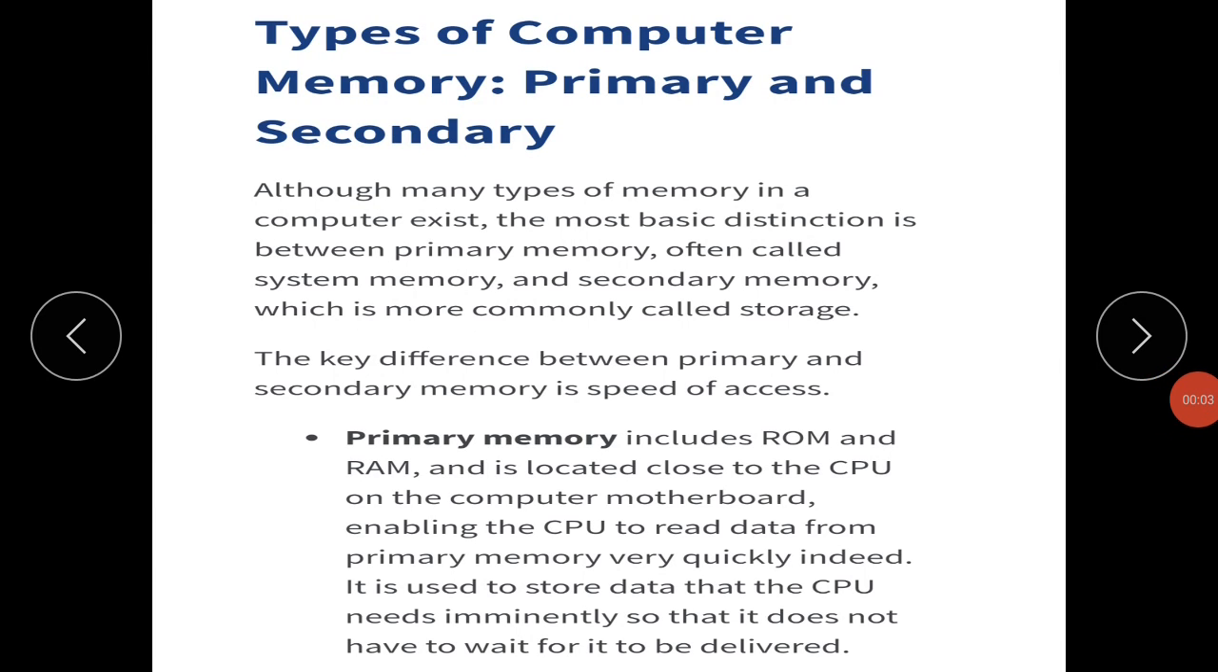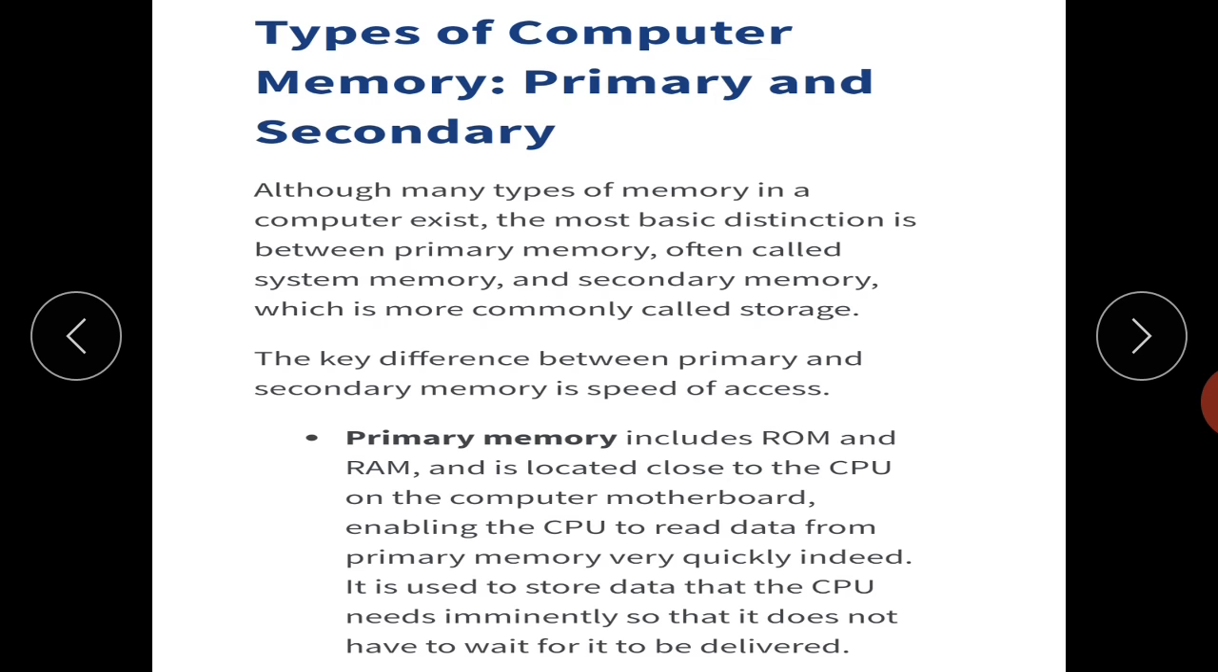Happy morning everyone. We were discussing the computer system, in which we discussed the central processing unit. It has three logical parts: ALU, CU and MU, of which we have discussed ALU and CU. Today we will discuss the parts of the memory, the types of memory.